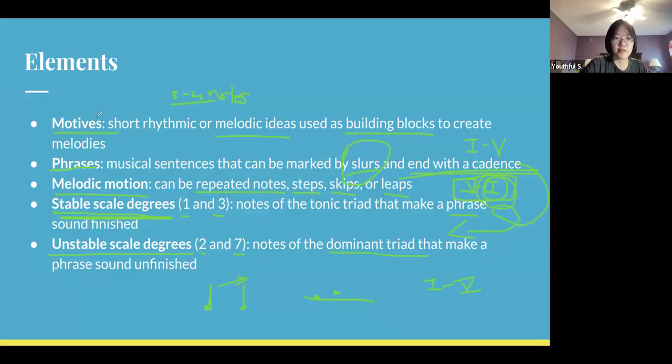Okay, so mainly what you need to know: cadences are very important. Think of them as punctuation. Other than that, phrases are sentences, and motives are building blocks for melodies. A motive, you can even think of it as just a set of notes. For example, C, D, E can be a motive as long as it can be used to create a melody. If you have C, D, E, and then you go D, E, F, that's basically a melody. So a motive is a building block. Okay.